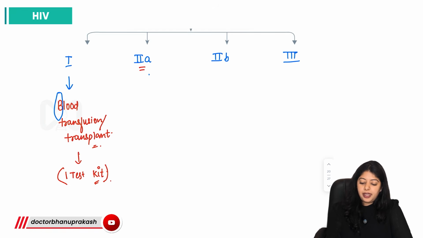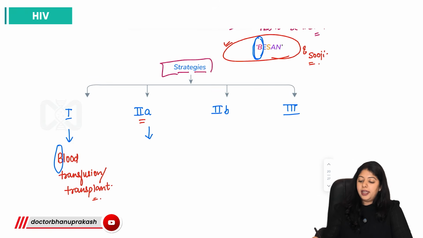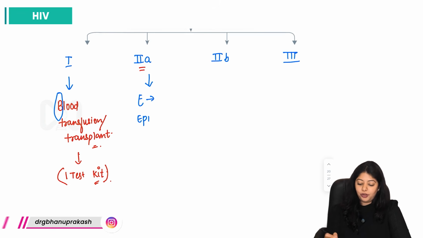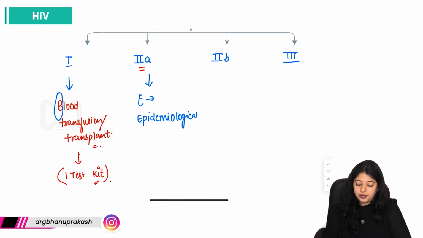Then we have the second strategy, that is 2A. 2A is using the second letter E. So E stands for epidemiological purposes.